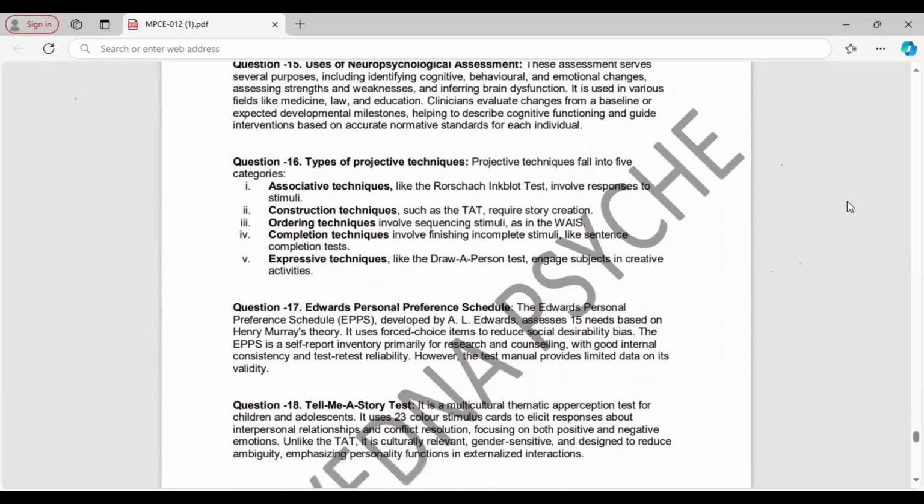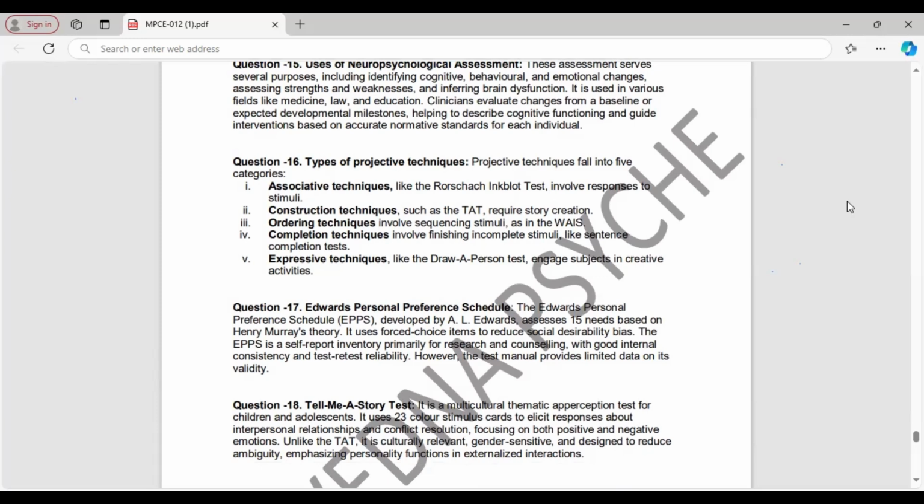Question 16. Types of projective techniques, which include associative techniques like the Rorschach test, construction techniques like the Thematic Apperception Test or TAT, ordering techniques like WAIS, and expressive techniques like the draw-a-person method, each engaging subjects differently.